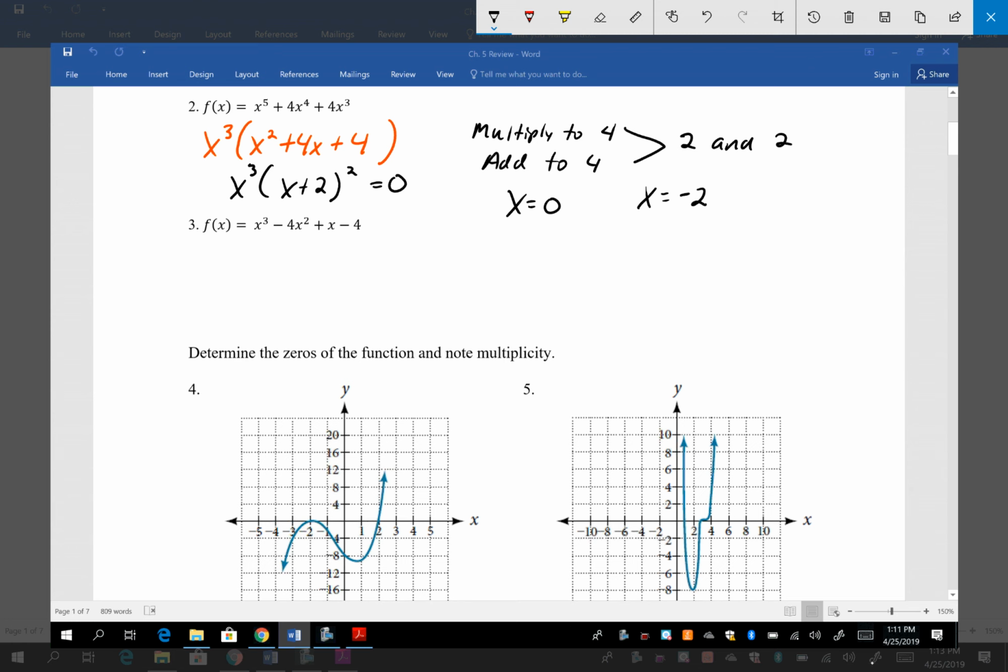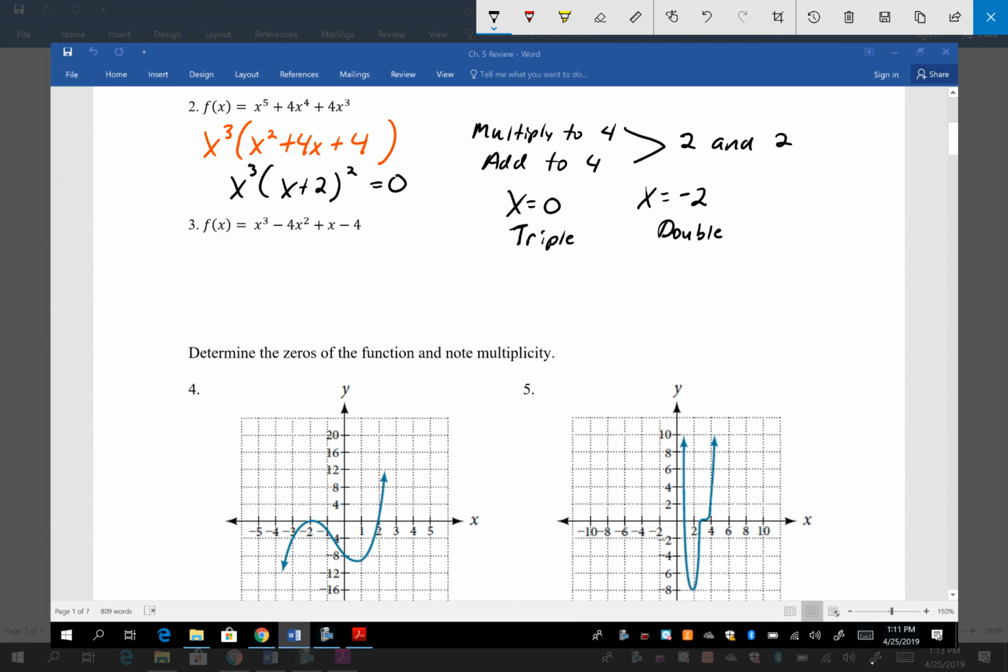Wait, what happened to the x squared that was in the parentheses? So this right here, this (x + 2) squared, is x squared plus 4x plus 4. Because if I were to multiply out (x + 2) squared, I would get x squared plus 4x plus 4. Sorry, that was double. Because this one is squared, so double.